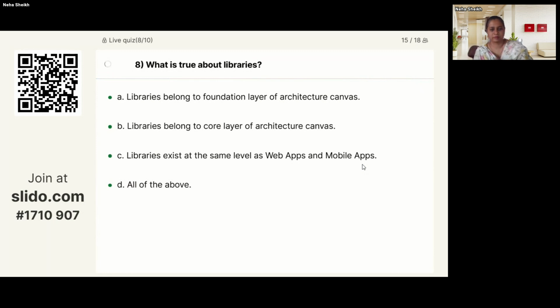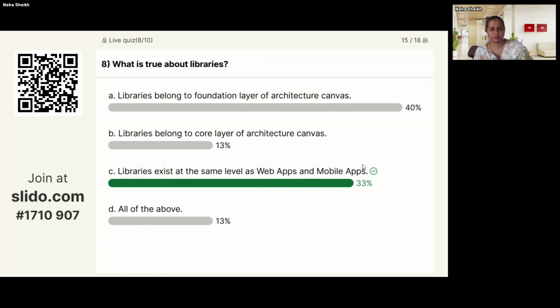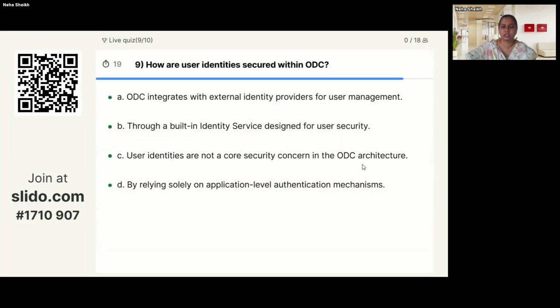Okay. The answer is C. Library exists at the same level as web apps and mobile apps. Okay. 33% got it correct. Let's go to the next question. Ninth question. How are user identities secured within ODC?